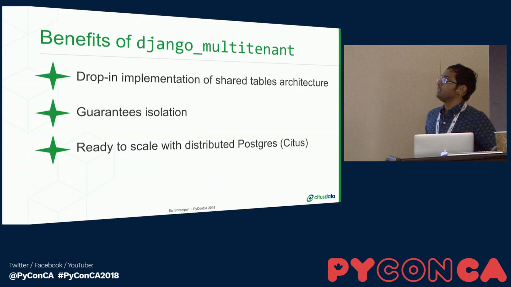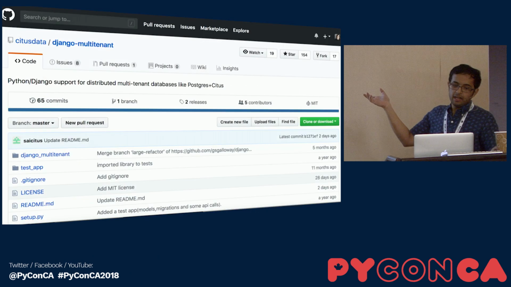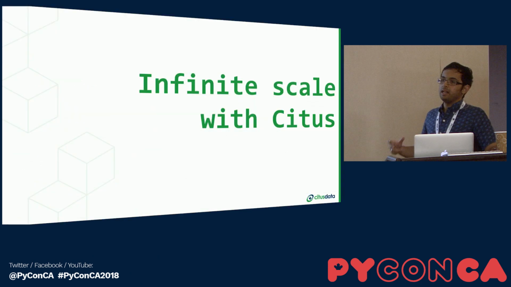So what are the benefits of the Django multi-tenant library? First, it is a drop-in implementation of the shared tables architecture, so it automates a lot of stuff for you. Next, it guarantees isolation. And last but not the least, it lends itself cleanly to a distributed Postgres architecture using Citus. And this would be the last part of the presentation, where I'll talk some about what Citus does. So this is the Django multi-tenant library. It's all open source, so feel free to go ahead and check it out, and also feel free to lend a star. In the next part, I'll talk about how you build infinitely scalable multi-tenant applications with Citus.